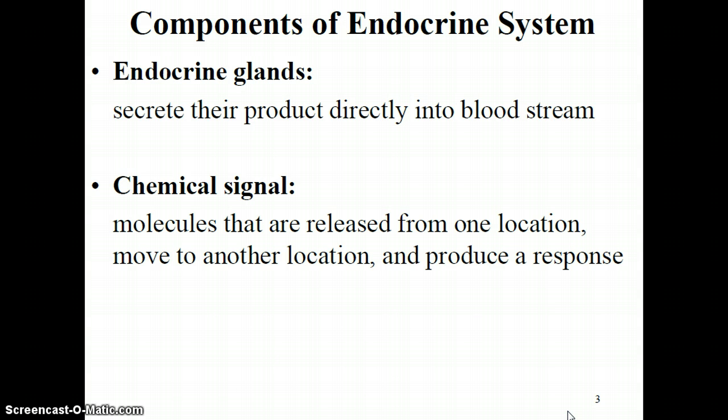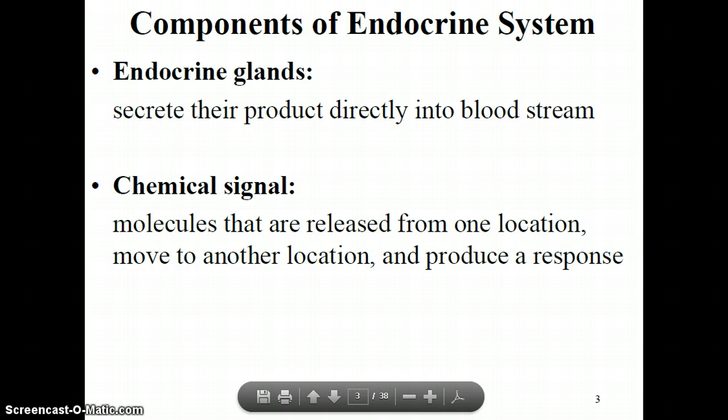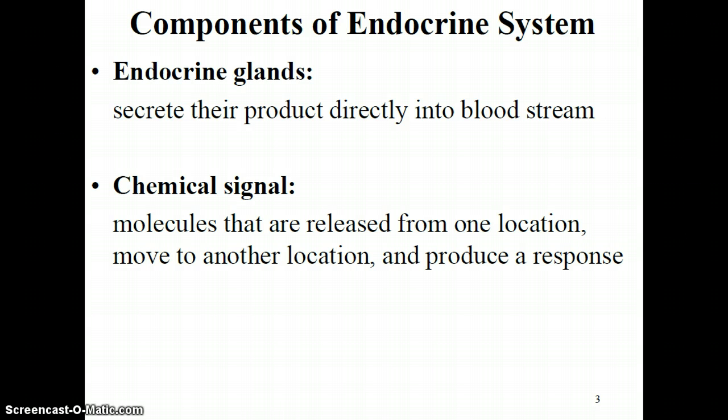The components of the endocrine system are the endocrine glands, which secrete their product directly into the bloodstream, and the chemical signals, the molecules that are released from one location and move to another location and produce a response. So the chemical signal is transmitted via the hormones in the blood and comes to its receptor organ or cell. We will see what this means in just a moment.